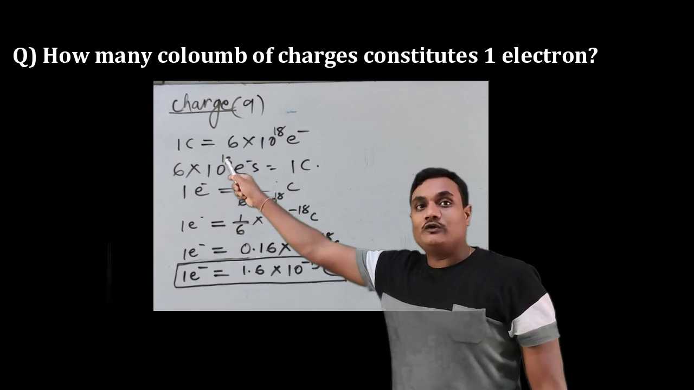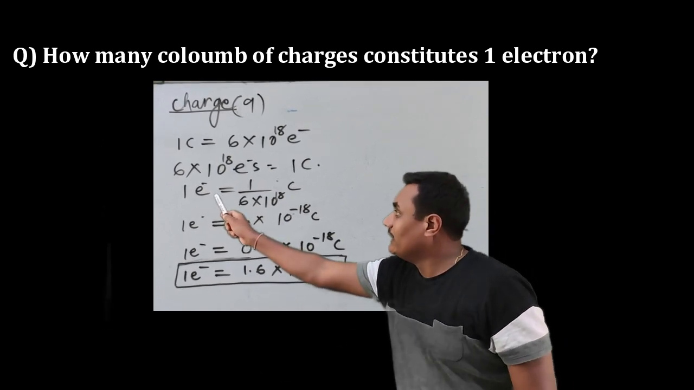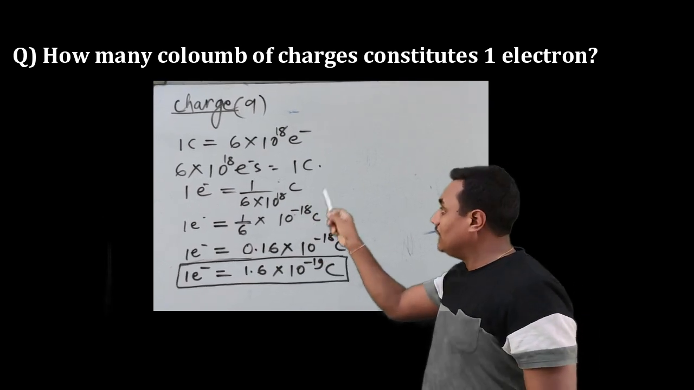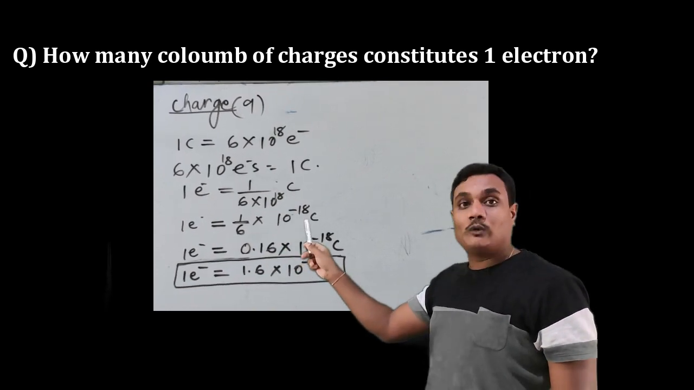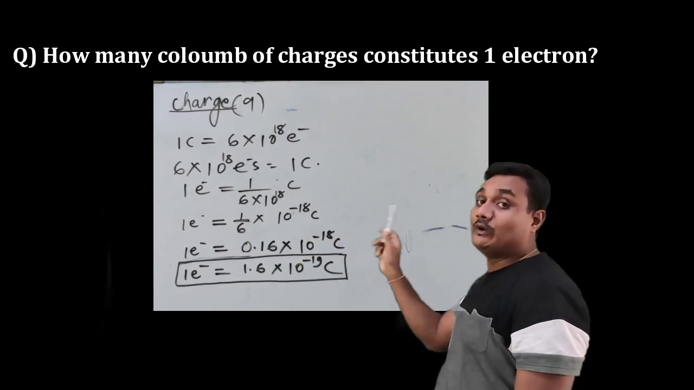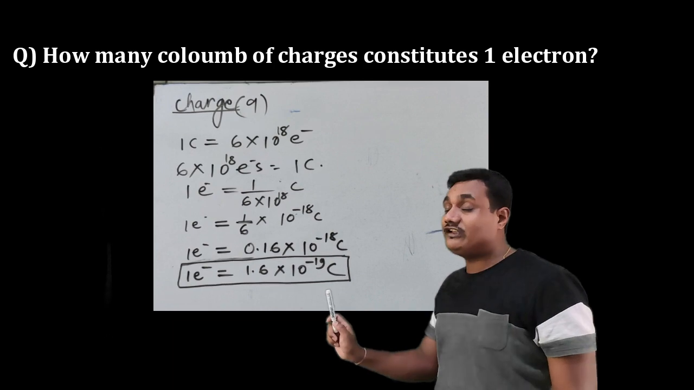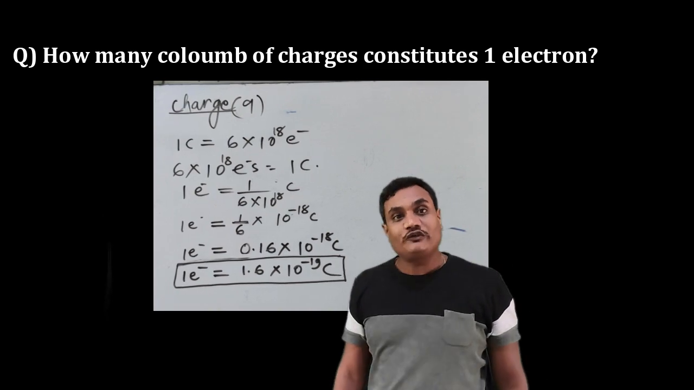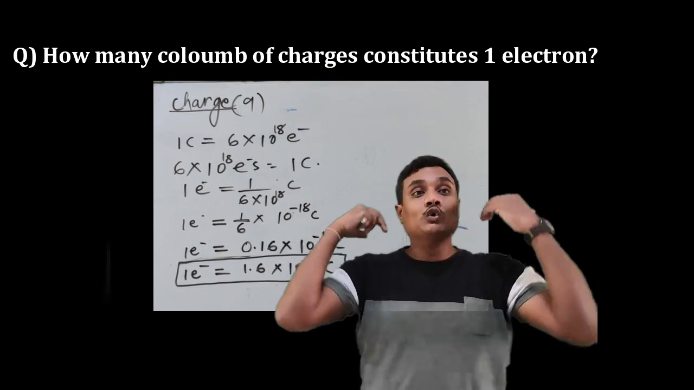One coulomb is equal to 6 × 10^18 electrons. It means that 1 electron must be equal to 1/(6 × 10^18) coulomb. It means that 1 electron possesses 0.16 × 10^-18 coulombs. It can be written as 1 electron is equal to 1.6 × 10^-19 coulomb of charge. Okay, so 1.6 × 10^-19 coulomb of charge constitutes 1 electron.